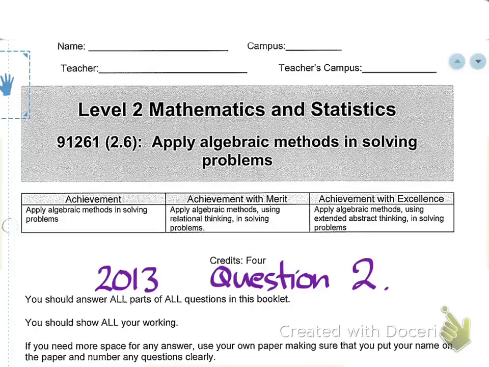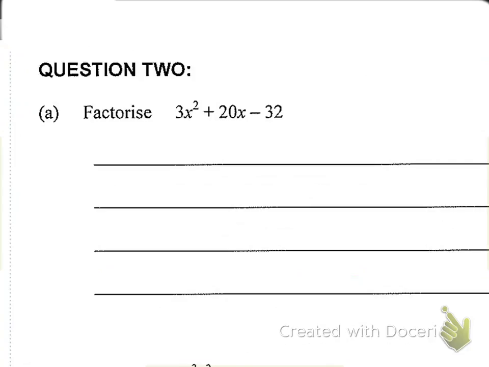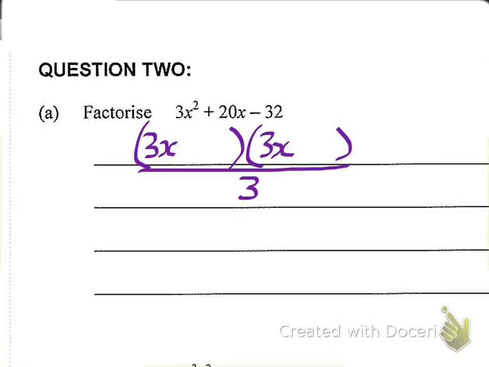Right, let's rip into question 2. For this question, let's use the ACC method. Assume, calculate, cancel. Because we've got a 3 here, I'm going to assume it's 3x divided by 3. And then I'm going to list the factors of 3 times 32, 96.